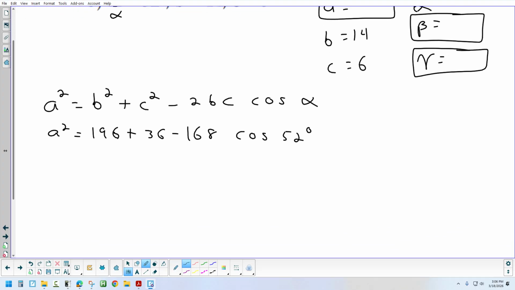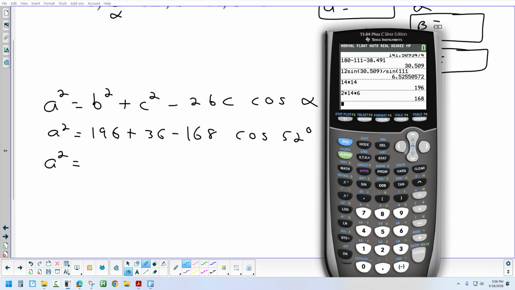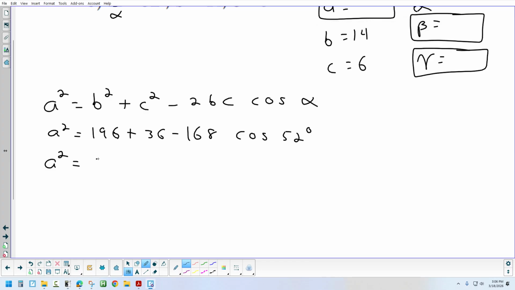What can I do next on the right-hand side? You can add 196 plus 36, because those are like terms. So that's going to give you 232. And without rounding, that's pretty much all I can do. Now I really want to just get A by itself. How do we get rid of this power of 2 on the A? Yep, you have to square root. We're going to square root it.